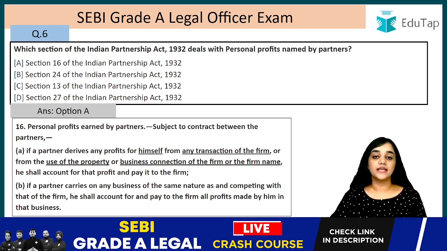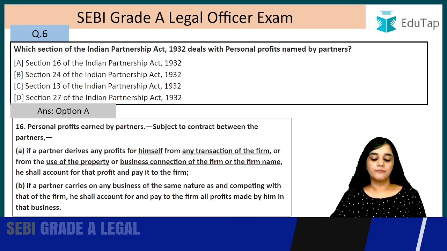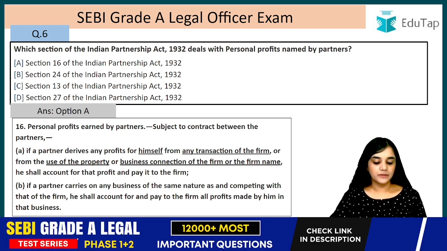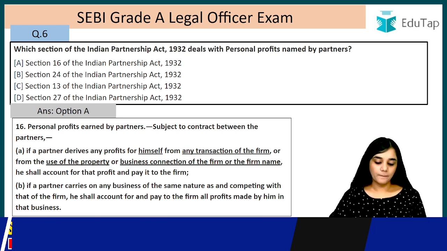So if he is gaining profit personally by the property of the firm or by the business connection or transaction in the firm, then he is liable to do what? He is liable to account for the profit and pay it to the firm, right? So he has to pay it to the firm.